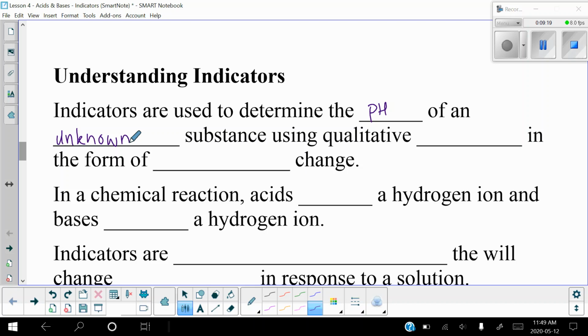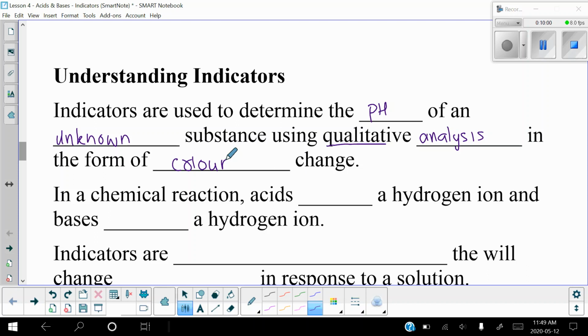So a lot of times, a lot of laboratories are given soil samples and water samples, and they need to determine the approximate pH range of it. So for an unknown substance, we use a qualitative analysis. Qualitative means that you're looking at the physical appearance of the solution. Does it form a color change? So we're going to do a qualitative analysis in the form of color change. We're actually going to be looking at what the colors are when we put the indicators in.